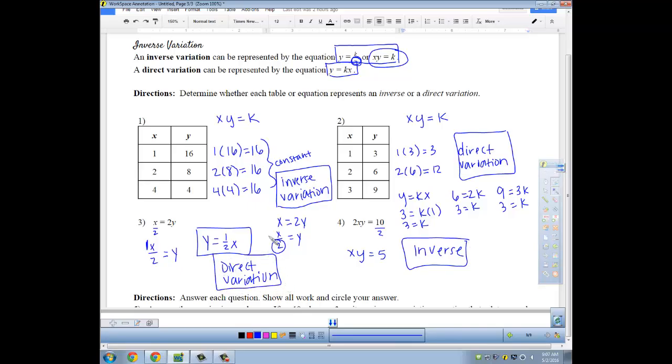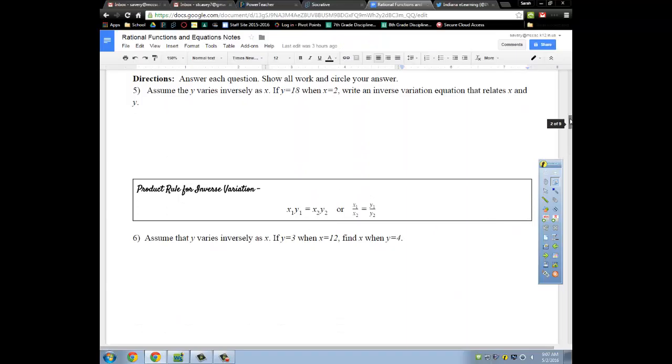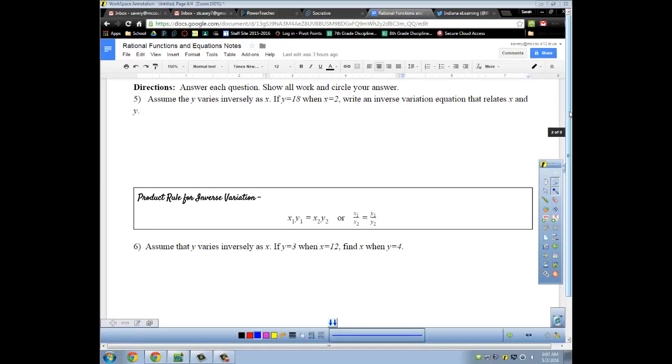Okay, moving down. Now these next two problems, just the directions sound really complicated, but they're not that bad. It says assume that y varies inversely as x, y is 18, x is 2, write an inverse variation equation that relates x and y. So since they say use an inverse variation equation, I'm going to use this equation because this was my inverse equation. So I'm going to plug these numbers in. So x was 2, y was 18, don't know what k is. 2 times 18 is 36. So k equals 36. But that doesn't exactly answer my question.